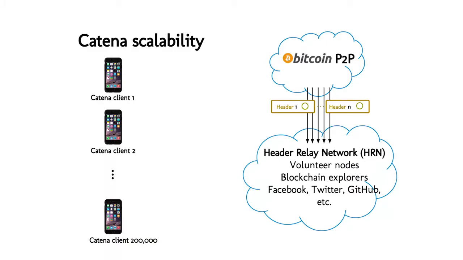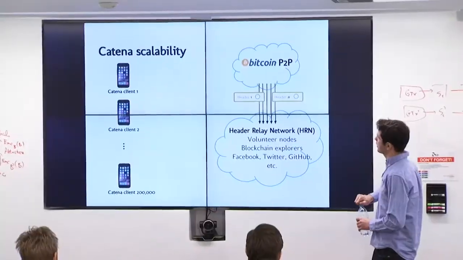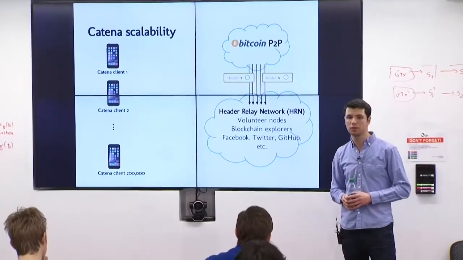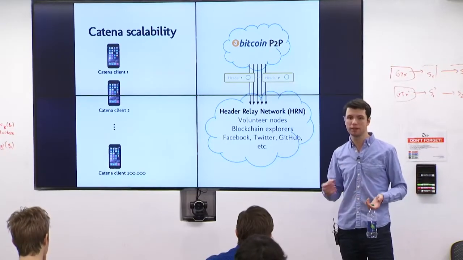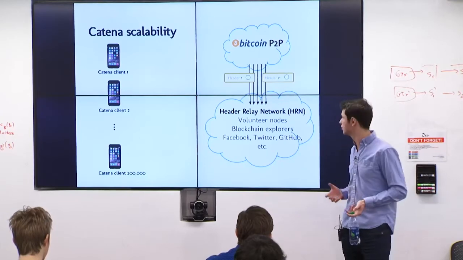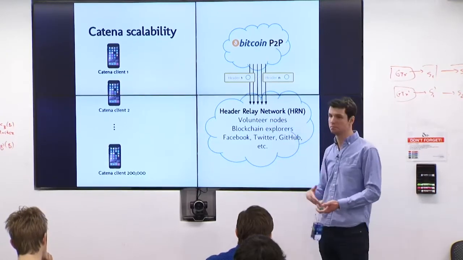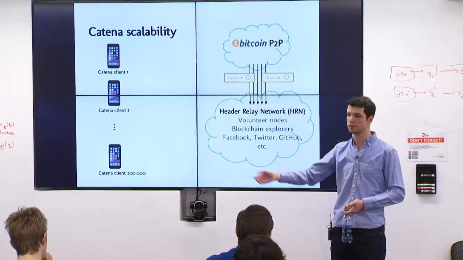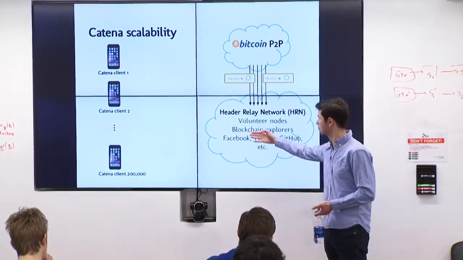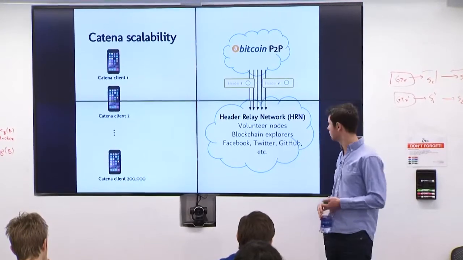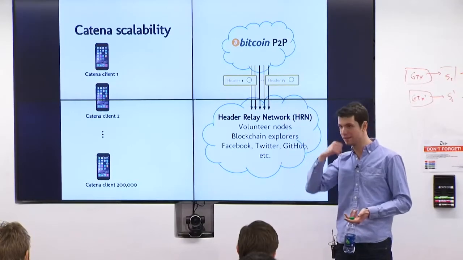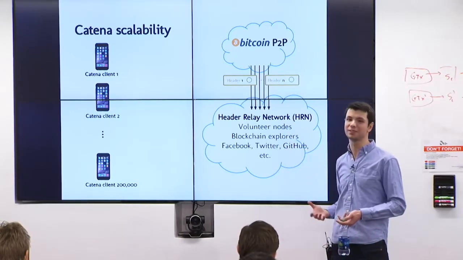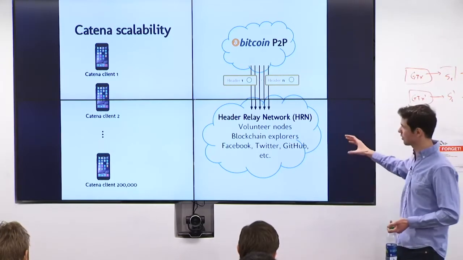Okay, so the idea is very simple. We just introduce something called a header relay network. And what that means is, you don't really have to ask for these block headers from the Bitcoin peer-to-peer network. You could just outsource these block headers anywhere, because they're publicly verifiable, right? The block headers have proof of work on them. So you can use volunteer nodes that push block headers to whoever asks for them. You could use blockchain explorers like blockchain.info. You could use Facebook, you could just post block headers in a Facebook feed. You could use Twitter for that. You could use, I don't know, GitHub gists. So there's a lot of ways to implement this.